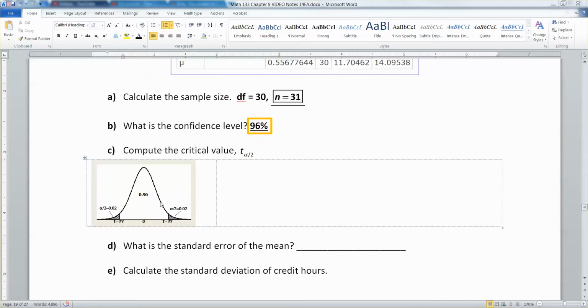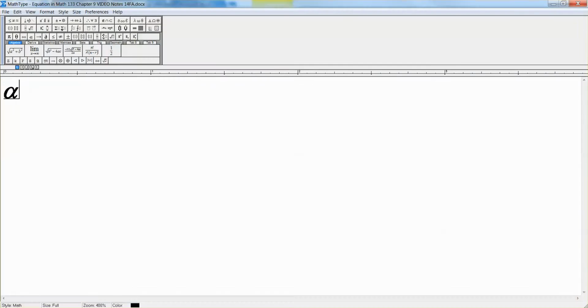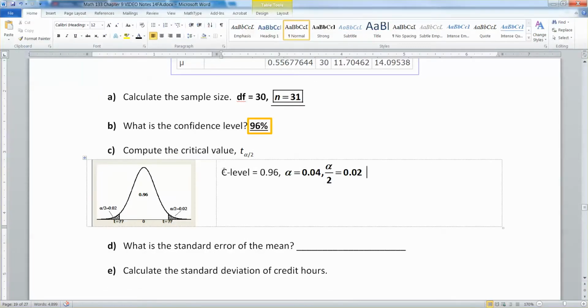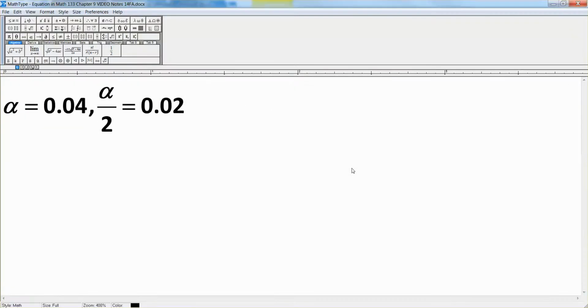Then you shade it. You say, okay, I have an area over here on the right, and an area over here on the left. Since my C level is 96%, 0.96, that means that alpha is 0.04, the complement of that. And that means that alpha over 2 is 0.02. All right, so then I know that it's 0.02. That would be my column if I was going to use the t-table, which you don't have to, but that's one of the ways to do it.